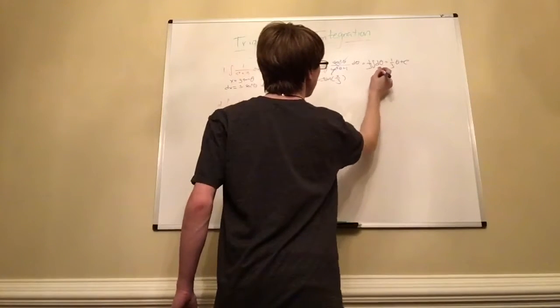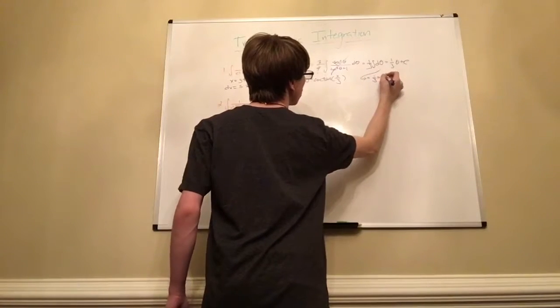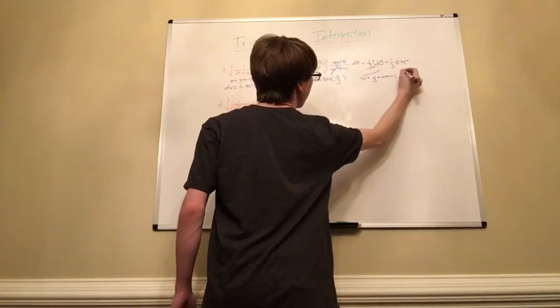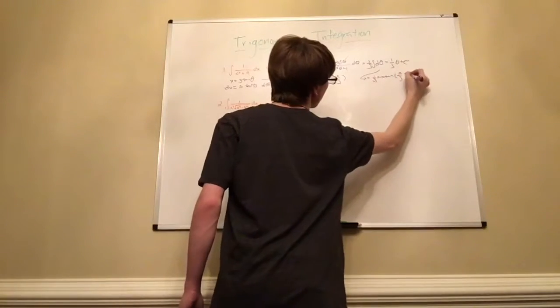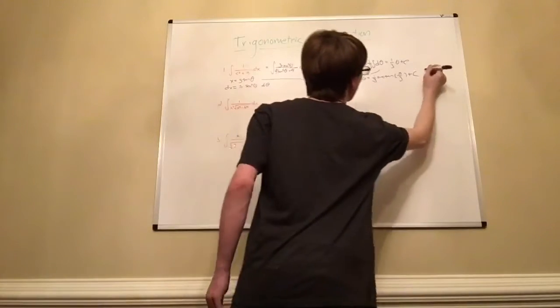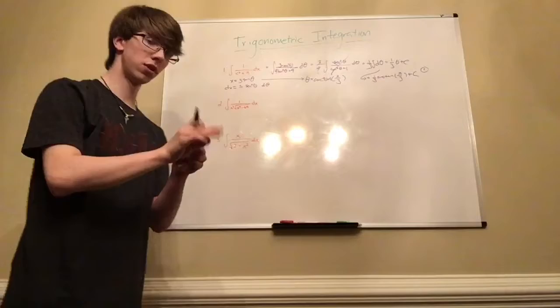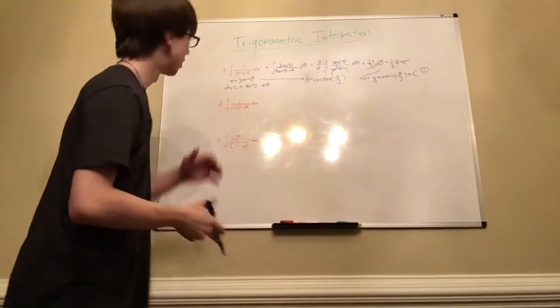So that means that this is equal to 1/3 arctan x over 3 plus constant value c. So that's the answer to number 1. Now we're going to try the second one.